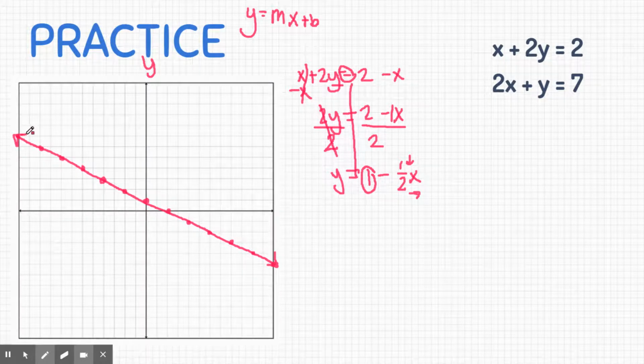Okay, I have my first line done. So I'm going to change colors and do my second line. Let's do a blue for my second line. So this line is done. Let's do my second one. So again, I need to put it in y equals mx plus b form.